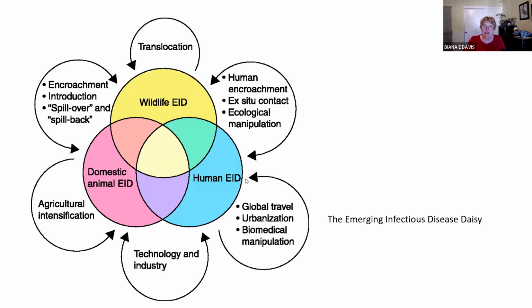Diseases that circulate in humans can spread to other humans. Global travel is an issue. Urbanization, living in dense conditions. Biomedical manipulation sounds worse than it is, but that's really medical treatments like blood transfusions or tissue transplants that can transmit from one person to another. Domestic animals, agriculture intensifies diseases within domestic animals. And of course, domestic animals and wildlife often interact, again, encroaching on the wildlife habitat and just interacting with the wildlife.